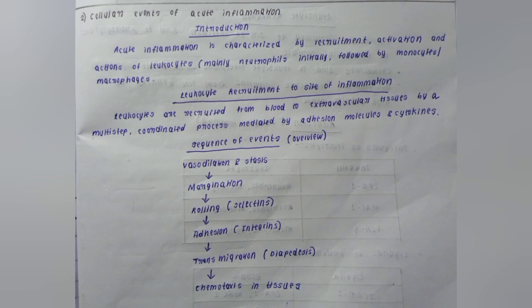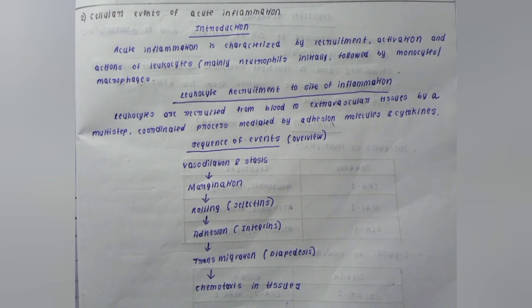assigned to it. So now you have to write: leukocytes are recruited from blood to extravascular tissues by a multi-step coordinated process mediated by adhesion molecules and cytokines. That is what we are going to see in this video. Before explaining each step in that multi-step process, in order to show the examiner that you know the whole process, just write a sequence of events in an overview form.